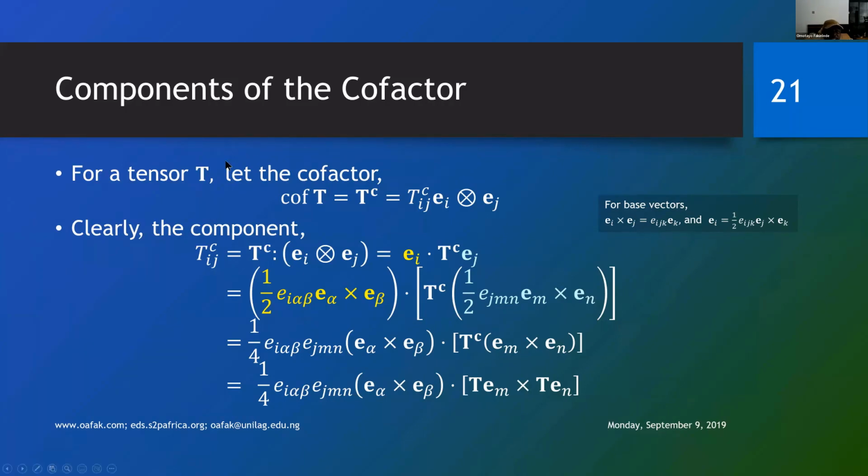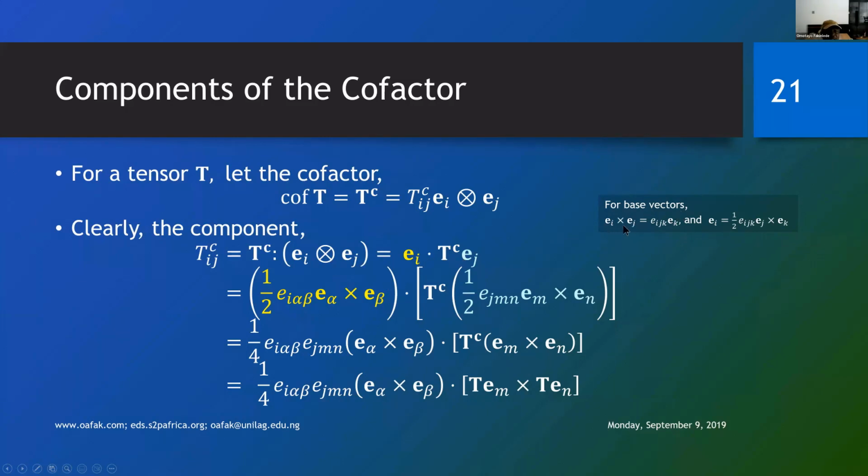So for a tensor T, let the cofactor TC have these components. We are now going to find Tij of TC, so this is an unknown. We want to find that unknown in terms of the components of T also. You remember the component of any tensor is the inner product of the tensor with its dyad basis, and it can be written as ei.tcej. So these are two expressions for the inner product.